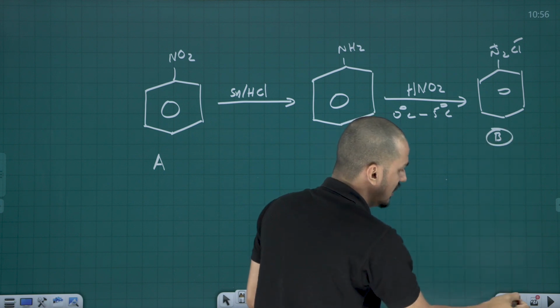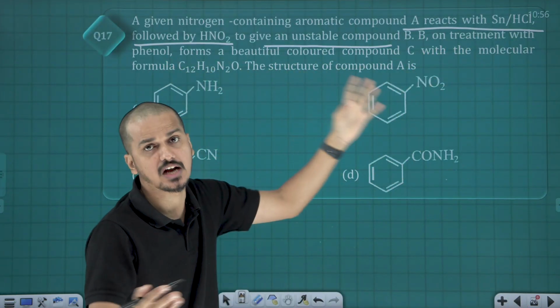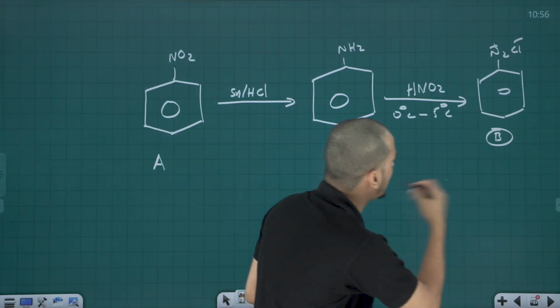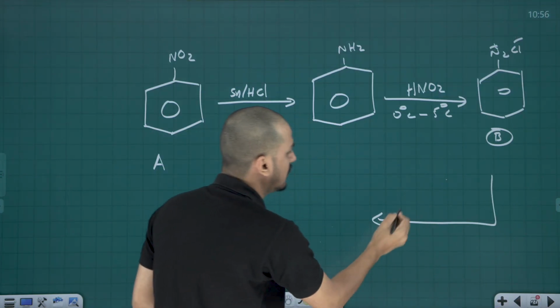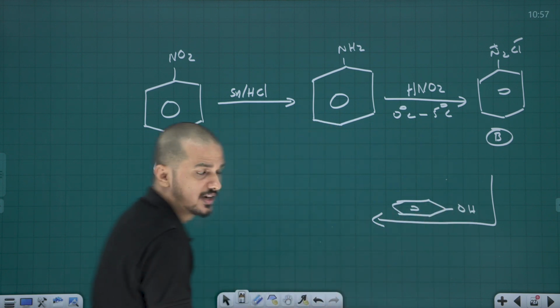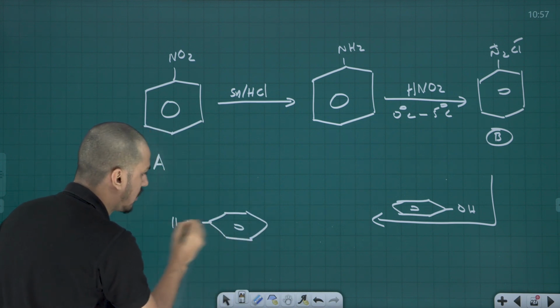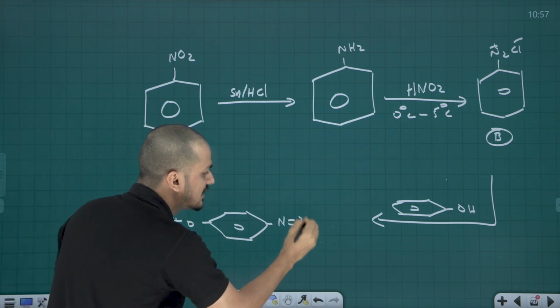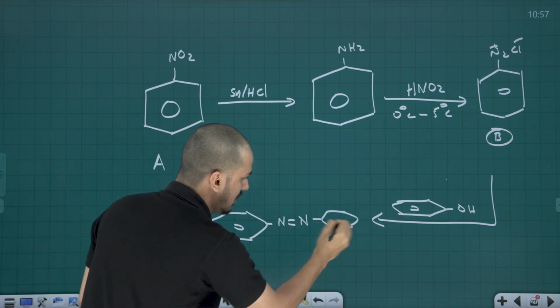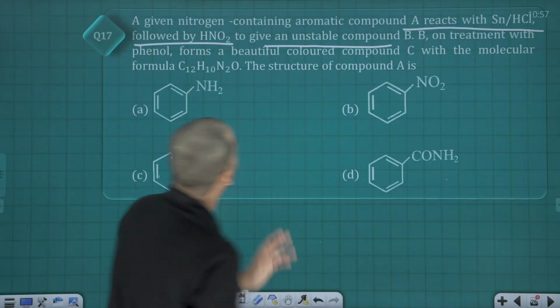This B on treatment with phenol forms a beautiful colored compound. That we only did in the previous question. This B you are treating with phenol. You will get para hydroxyazobenzene. It is an orange colored dye, a beautiful colored compound. So they are telling that one.